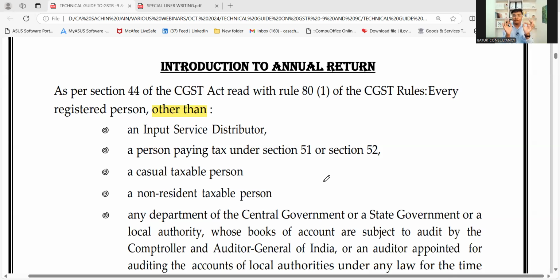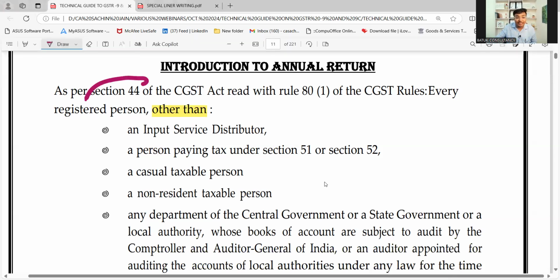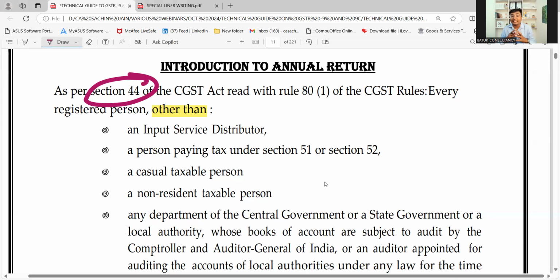So as we all know, section number 44 is related to GSTR 9 and 9C, that is, the annual return. For the annual return we have a specific section, section number 44. We'll also take the reference of certain sections. As per that section, every registered person has to file the GSTR 9 return other than the input service distributor, the person who is a TDS or TCS deductor, a casual taxable person, and a non-resident taxable person. So these are the persons for whom there will be no requirement to file the GSTR 9 return. All other taxpayers have to file the annual return.